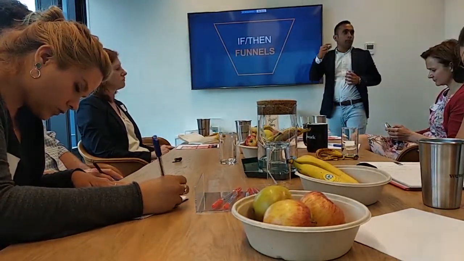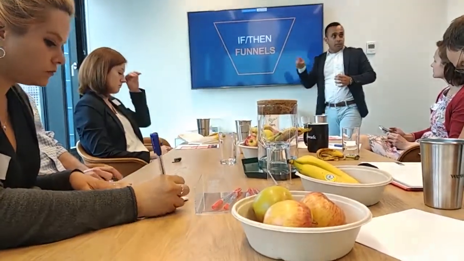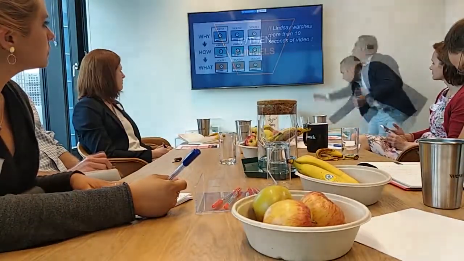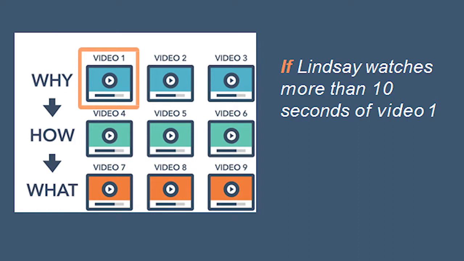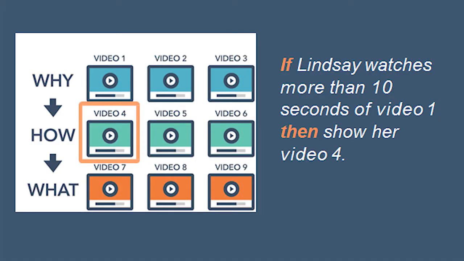It's not an option in Facebook, but as soon as I make an ad, I target that ad not to an open audience that targets everyone in Amsterdam, no. I am targeting it to people who have seen that ad. That's called retargeting. So again, calling someone, communicating again. I'm explaining, if Lindsay watches more than 10 seconds of video 1, so it's an if-then algorithm, then show her video 4. Only then show her video 4.